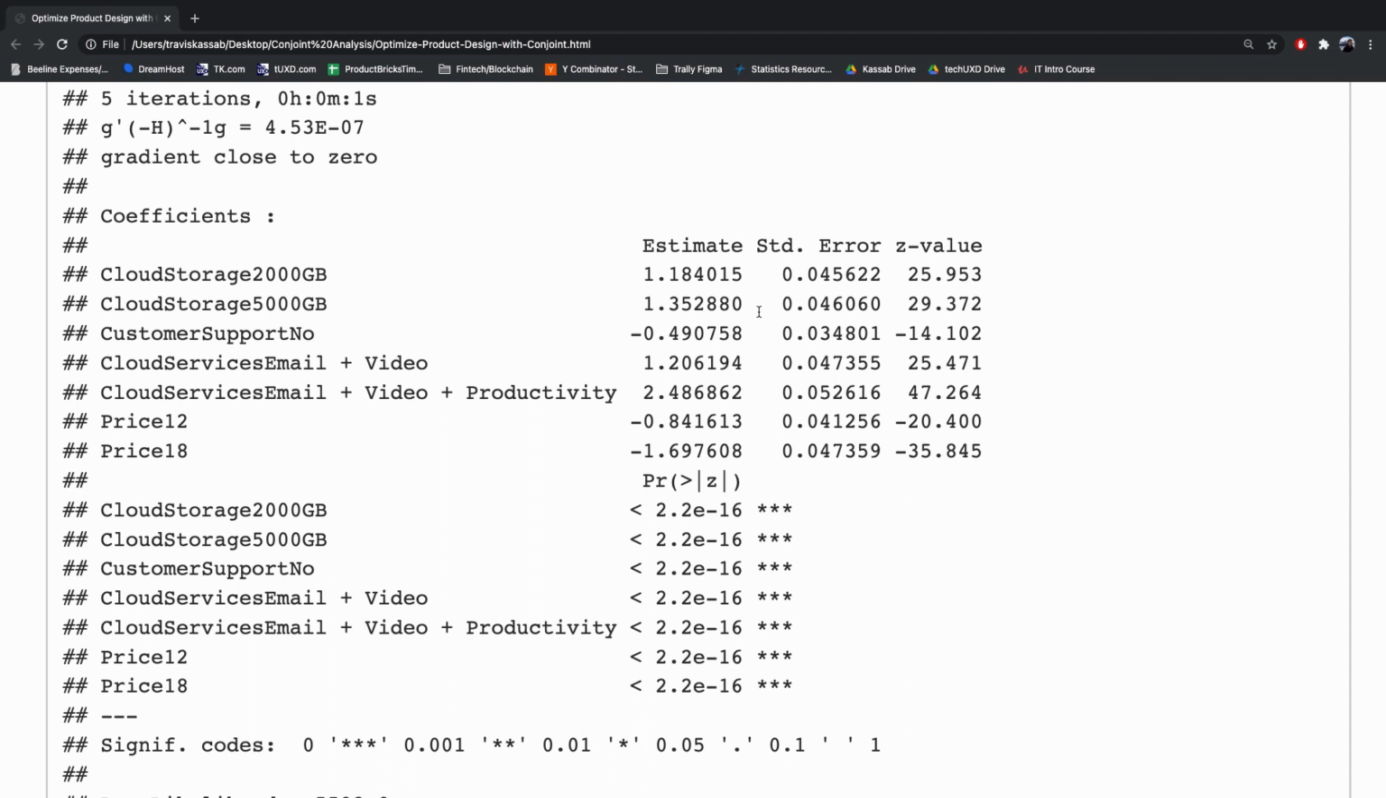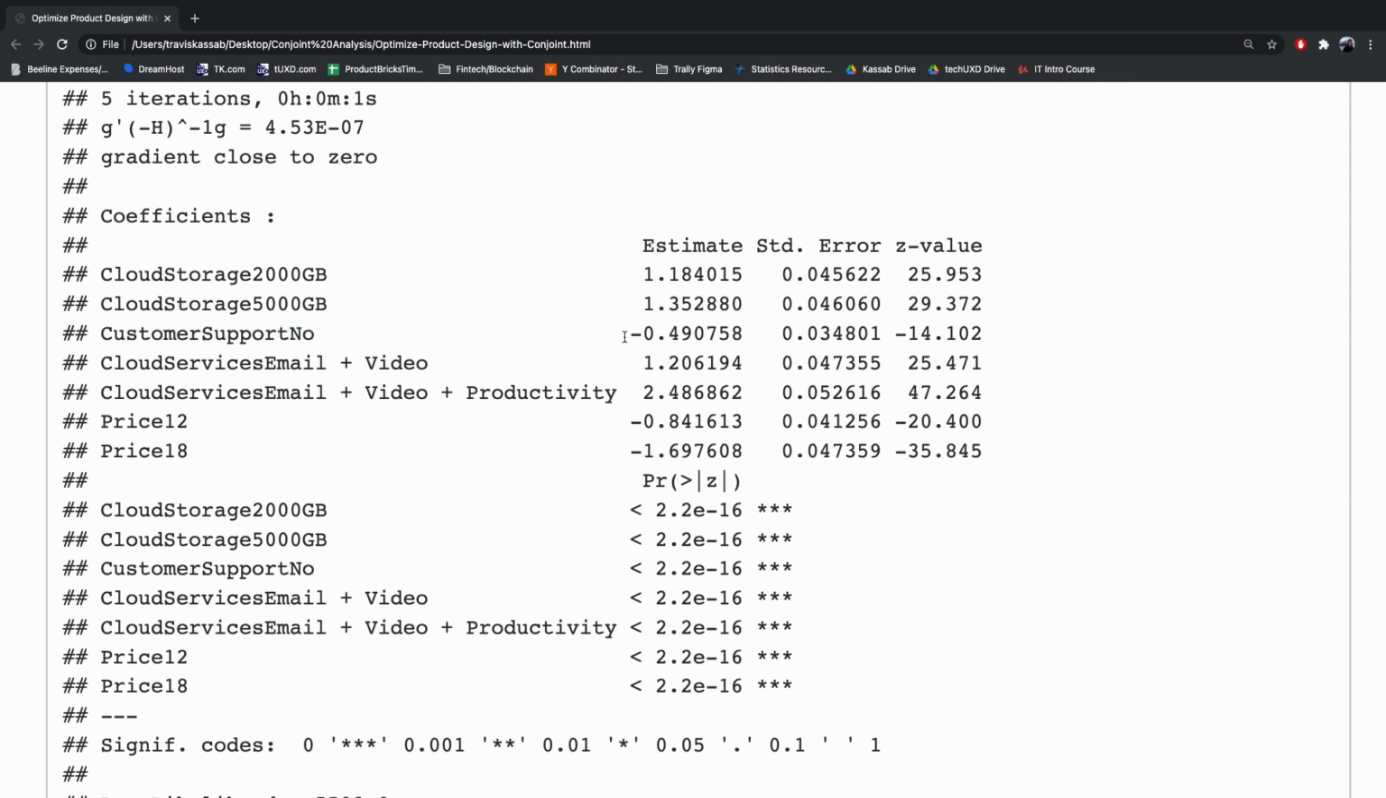And then the magnitude matters also. So since 1.35 is greater than 1.18, now we have a hierarchy for the importance of features. 5,000 gigabytes is more attractive than 2,000 gigabytes, which is more attractive than 30 gigabytes, okay?